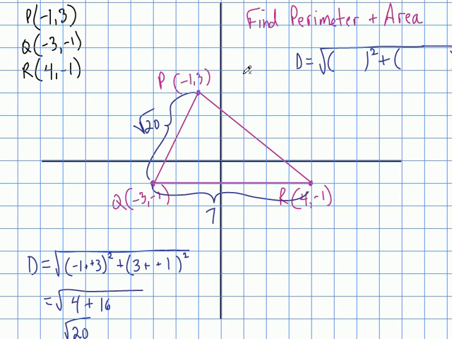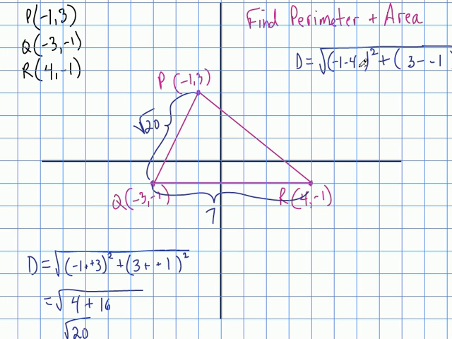Subtract the x's. We'll do it a little quicker. You can subtract in any order, it doesn't matter. But I'm just going to go negative 1 minus 4, and then subtract the y's. 3 minus a negative 1 again. Negative 1 minus 4 is negative 5. What if I square negative 5? What do I get? Square it, not multiplying by 2.